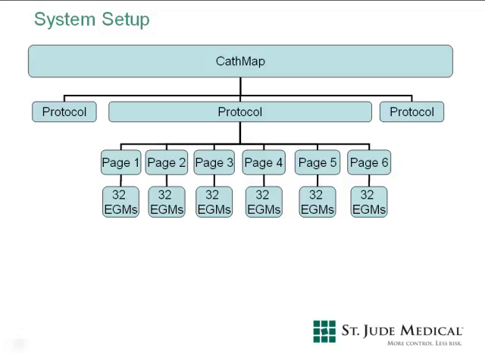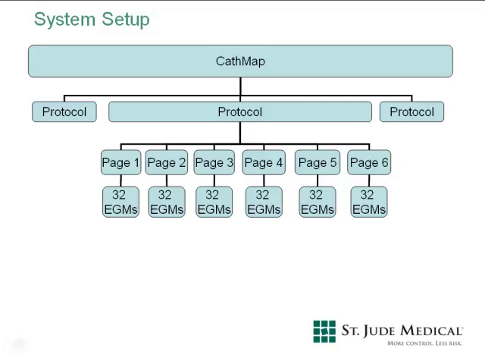Underneath the cath map, you have protocols. Each cath map in the EP WorkMate recording system can have as many as 20 different protocols. Under the protocols are pages. Each protocol has 6 pages that the user can configure with 32 channels on each page. In version 4, the user has 6 pages that the user can configure with up to 64 channels per page, as well as the 7th page, which is the System 12 lead.